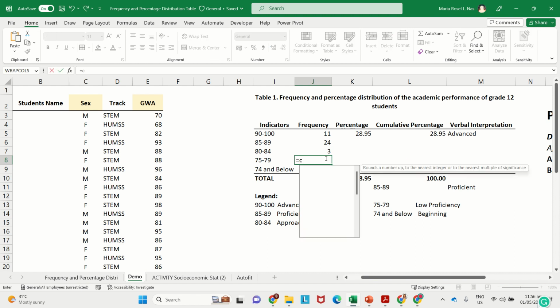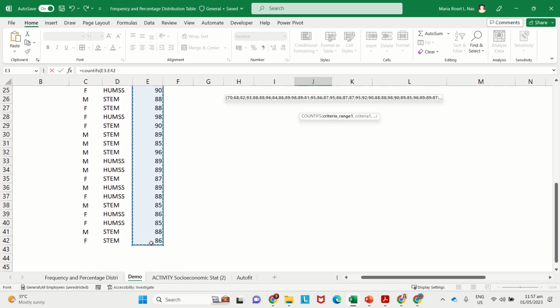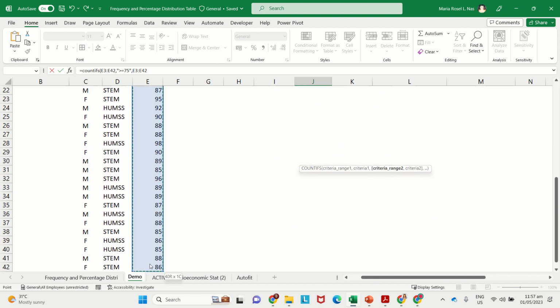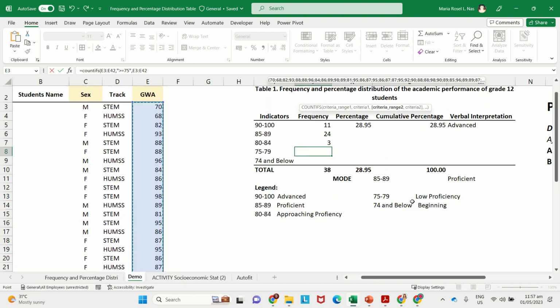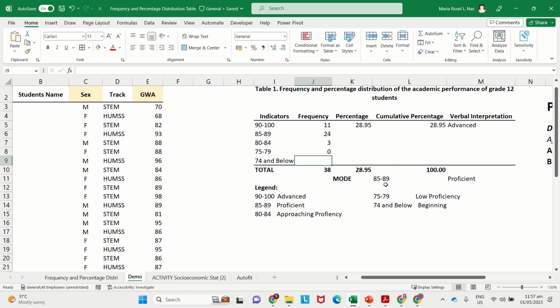indicators. So equal sign, COUNTIFS, open parenthesis, the range of cells where we would like to do the counting, and then our criteria, which is a value that is greater than or equal to 75, and then the second range of our cells, which is the same range lang naman katulad nung kanina, and our second criteria, which is the value must be less than or equal to 79. Close parenthesis and then enter.